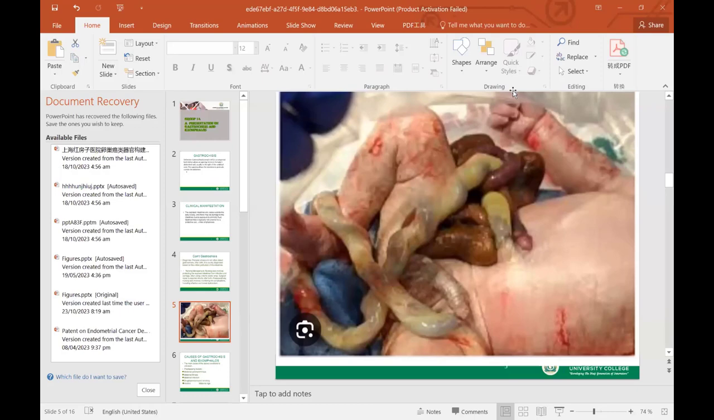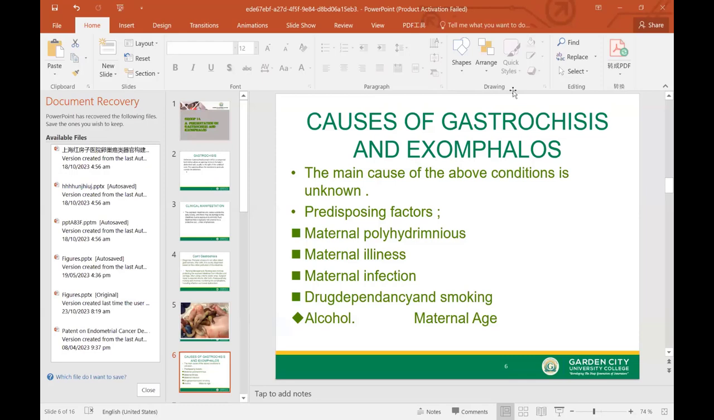Causes of gastroschisis and exomphalos. The main cause of the above condition is unknown, but there are some predisposing factors. We have maternal polyhydramnios, maternal illness, maternal infection, drug dependency, alcohol, and maternal age.